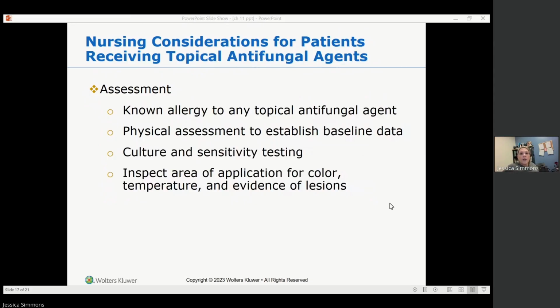For nursing considerations for topical antifungals, we want to make sure that we inspect the area where you're putting it: the color, the temperature, the evidence of lesions, and make sure that we are treating it appropriately with the correct antifungal.